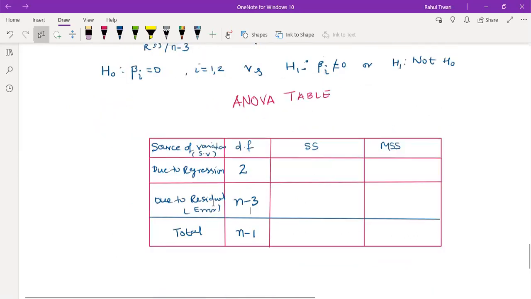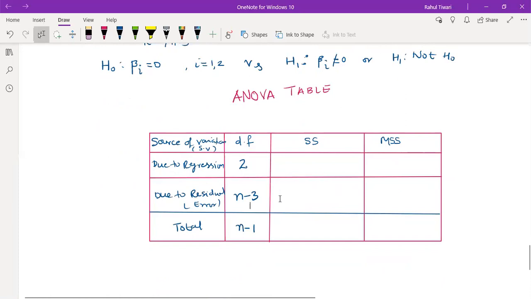So due to residual, I'm using RSS, and due to regression, I'm using ESS. Are you using the same notations? Because I just want to continue extending the simple linear regression concept. Otherwise, if I use different notations, it should match with your simple linear regression model. Yes, sir. Okay.